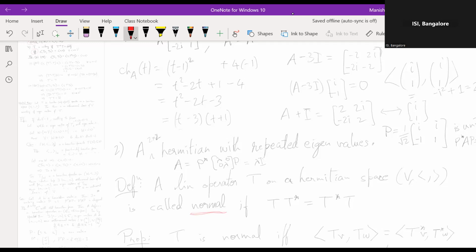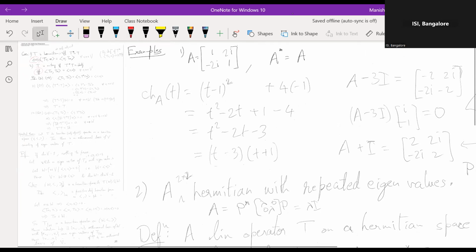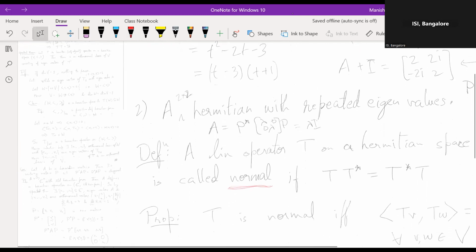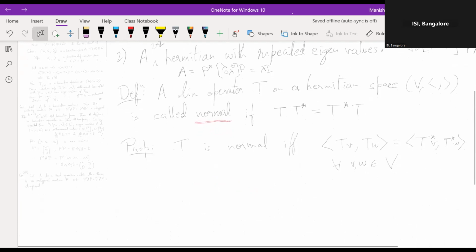So again, like in the first result, we have a definition, and we have a characterization in terms of how it behaves with respect to the inner product. You can have a similar statement for a normal operator. So this proposition: T is normal if and only if the inner product of TV and TW is the inner product of T star V and T star W for all V and W in V. Again, the proof is maybe straightforward.